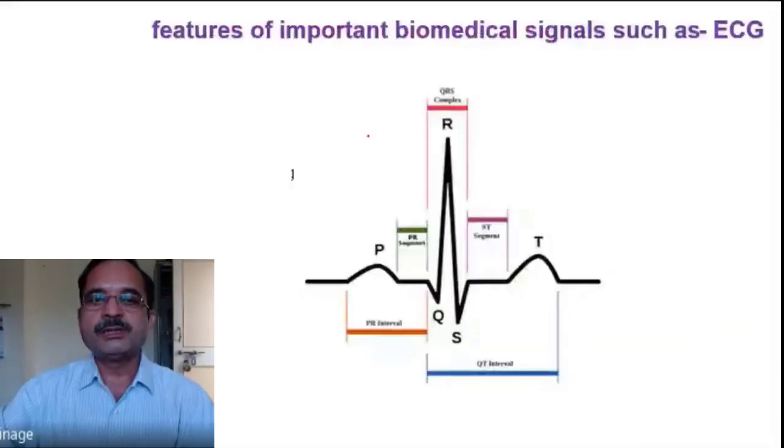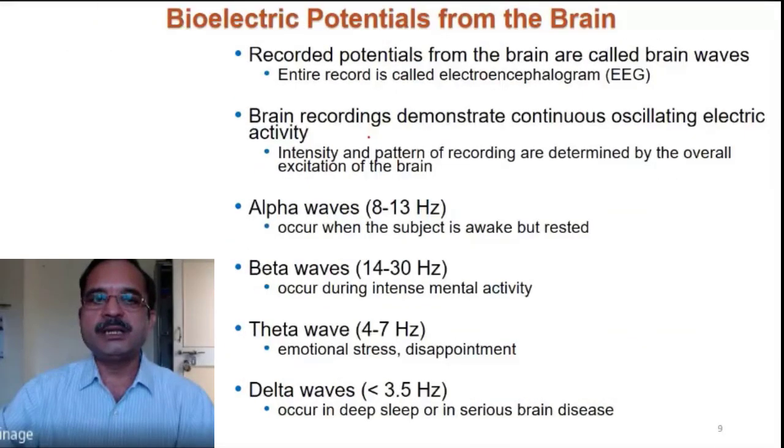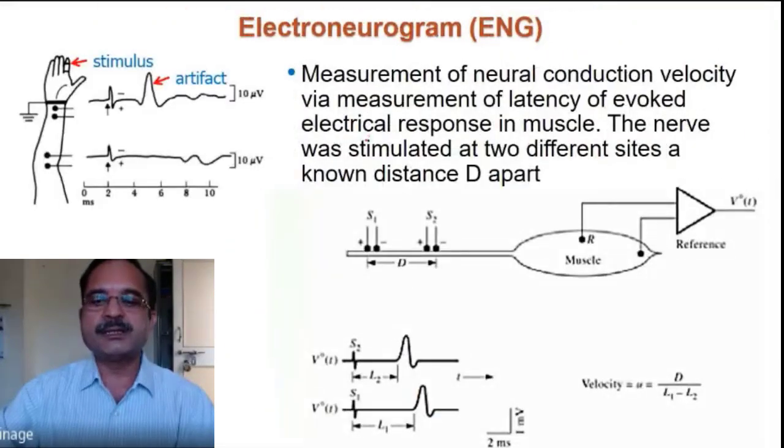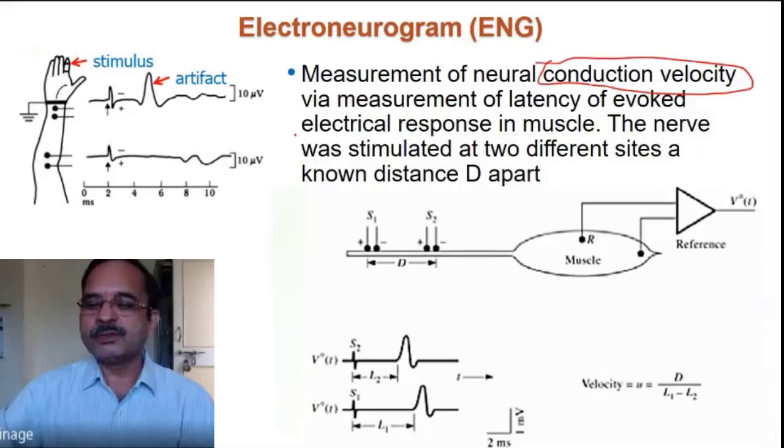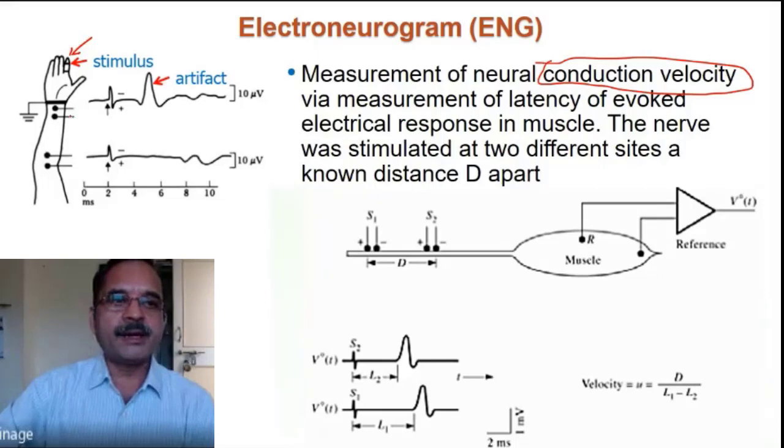Okay, so ECG and EEG were discussed. ENG we discussed. I think this was the last point we were discussing. Electroneurogram. So we give some stimulus. It is actually measurement of the conduction velocity. That is what we discussed last time. So we give some stimulus, maybe at the finger, what you see here, and the electrodes are connected at the wrist and near the elbow.